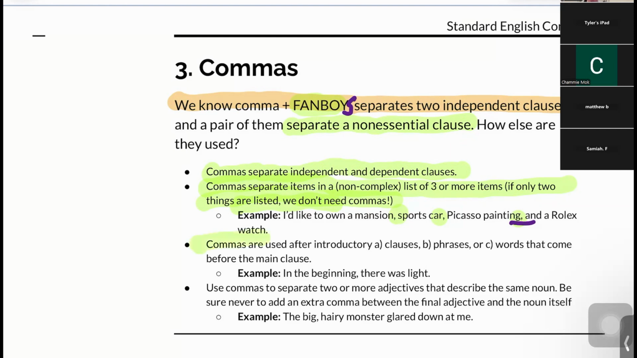You use commas after introductory clauses, phrases, or words. That's another, more specific kind of dependent clause situation. The same deal there. If you have the sentence, In the beginning, there was light, notice we don't need a conjunction. All we need is a comma. In the beginning, comma, there was light. Another situation you can use commas for is to separate multiple adjectives that describe the same noun. Notice this example: the big, comma, hairy monster glared down at me. You separate big from hairy with a comma. You do not, however, separate hairy from monster with a comma. Just the two adjectives. Okay?